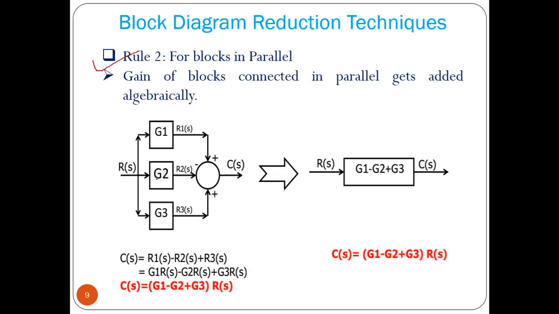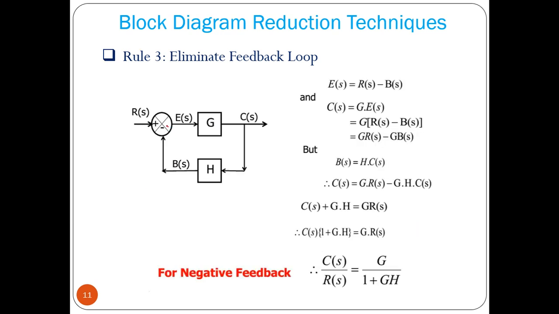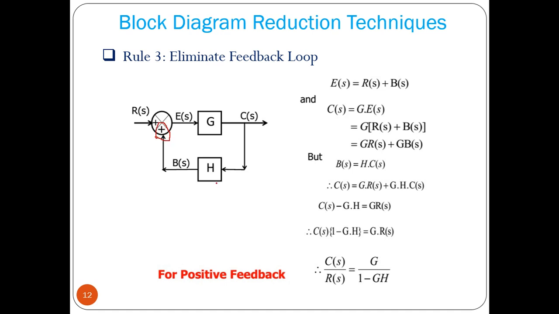Now when blocks are connected in parallel, that means the starting point and end point are the same, we have to add algebraically. So here it is positive, so g1 plus, here it is negative, so minus g2, and g3 is positive, so plus g3, so it is adding algebraically. If we have a feedback loop, it can be a positive loop or a negative loop. If negative feedback, the overall transfer function of the system is g divided by 1 plus gh. If we have positive feedback, it is g divided by 1 minus gh.